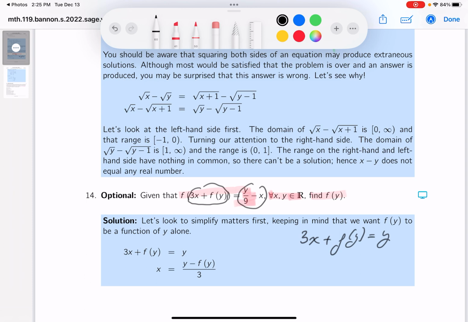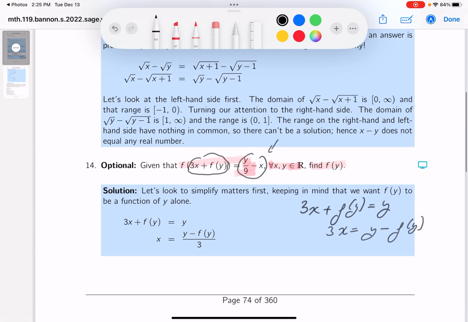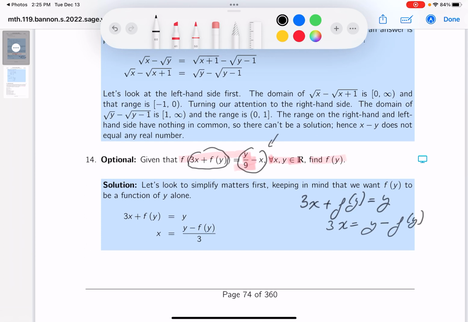Now on this side over here, I want to get rid of the x. So let's solve this equation for x, see what happens. And what do you get? 3x equals y minus f of y. Then I divide both sides by 3, and you'd get x equals y minus f of y over 3. So let's plug in, see what happens. All right, let's hope for the best.